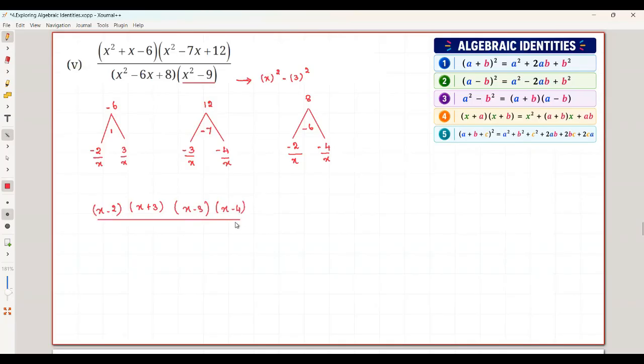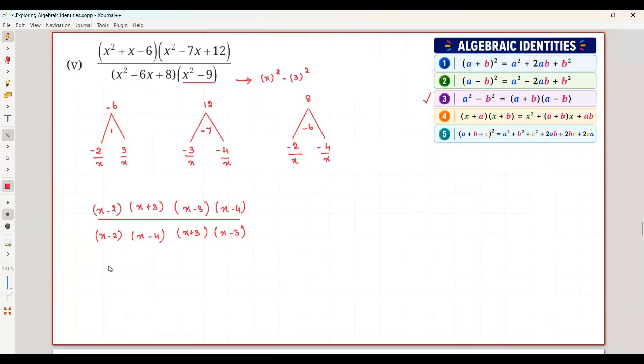Now for the denominator, instead of this I can write (x minus 2)(x minus 4), into, instead of x square minus 9, that means it's written in the form of a square minus b square. A square minus b square means this formula, (a plus b)(a minus b). So we can write it as (x plus 3)(x minus 3). This is the expansion.